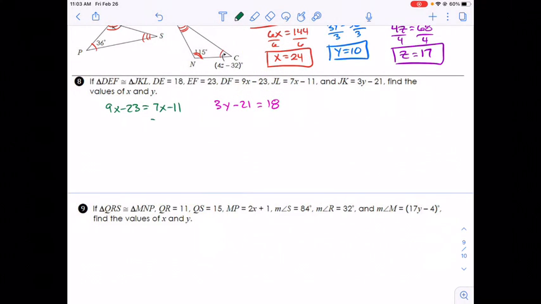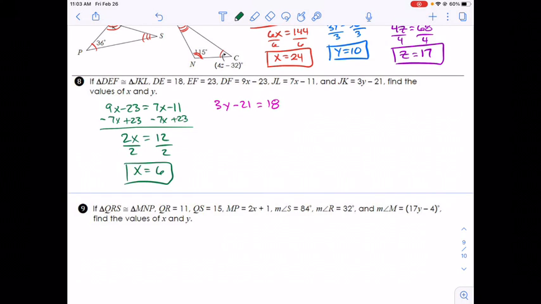So this one here, I'm going to bring the 7x over, and I'm going to bring the 23 to the other side. That gives me 2x on the left, and 23 minus 11 is going to be 12. Divide by 2, x is equal to 6. So there's our first answer.